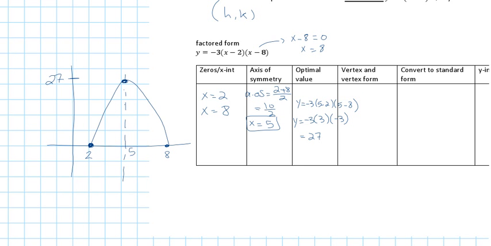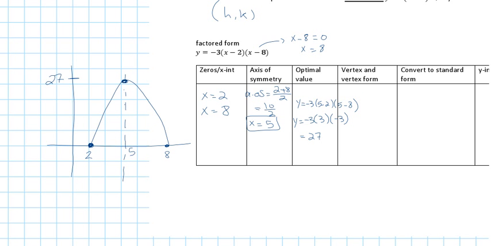Questions? A is negative. But the graph goes down. Oh yeah. That's okay.